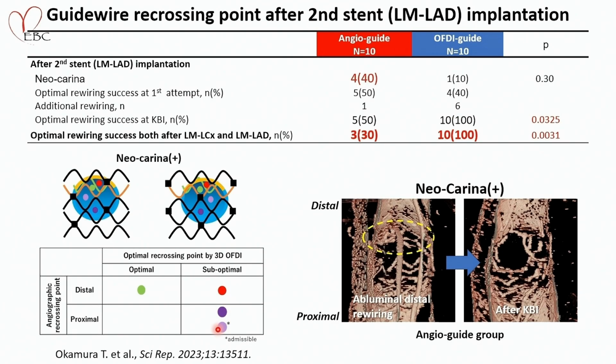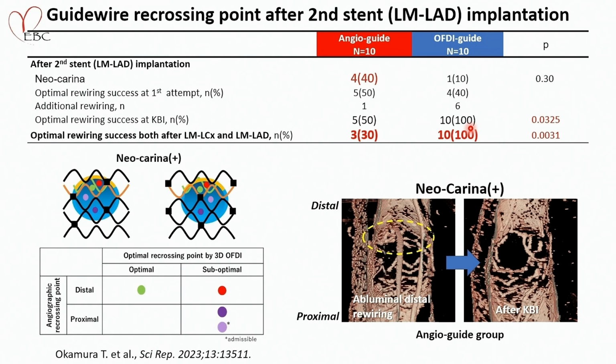Following the second stent implantation, neocarina was observed in 40% of cases in the angio group, but only 10% in the OFDI group. The success rate of distal rewiring was 50% in angio group and 40% in OFDI group. Ultimately, the OFDI group achieved a 100% success rate.